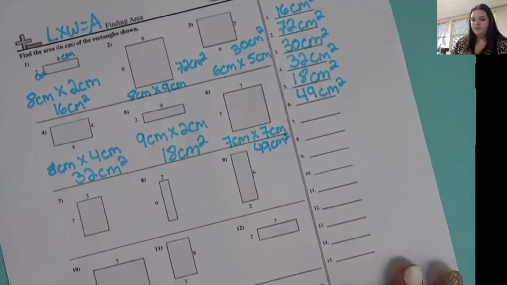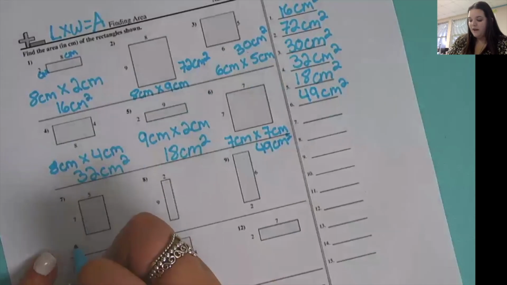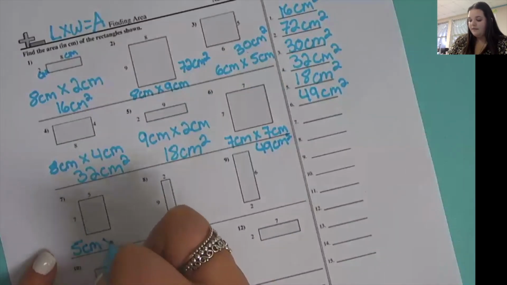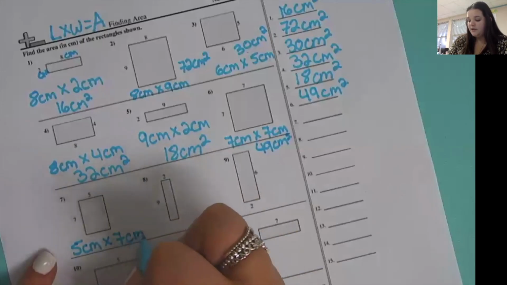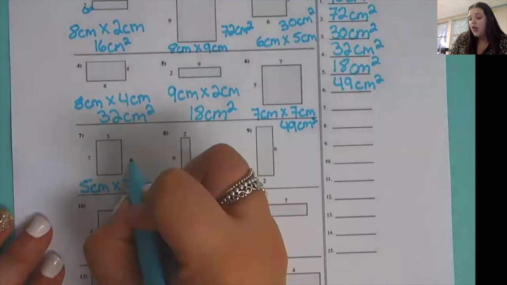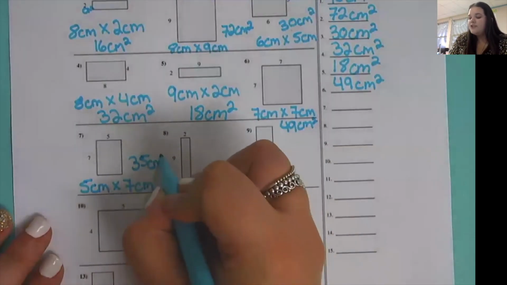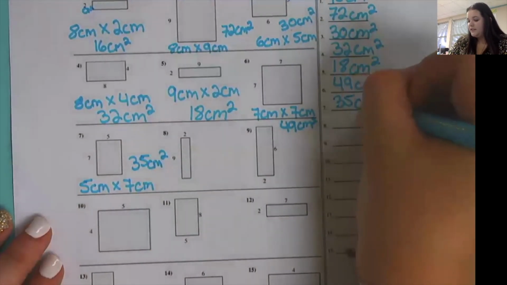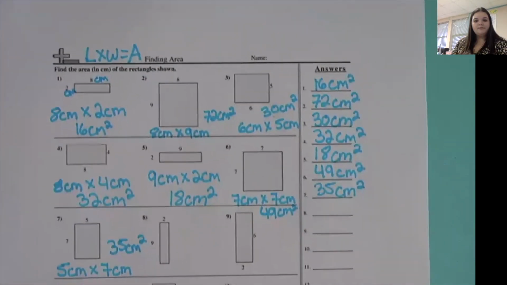All right, let's do this one real quick. We got 5 is going to be our length, 5 centimeters times 7 centimeters, which is 35 centimeters squared. Good job. 35 centimeters squared. Good job, guys.